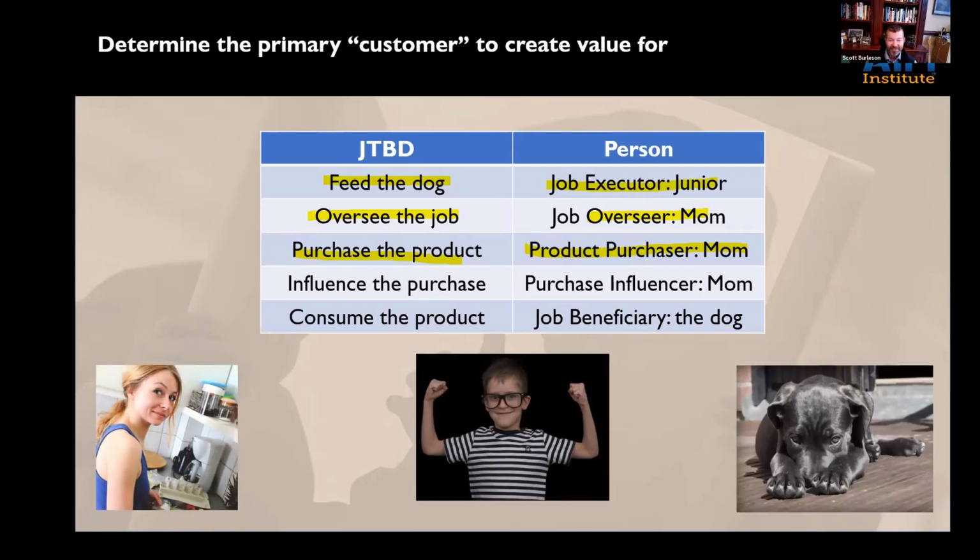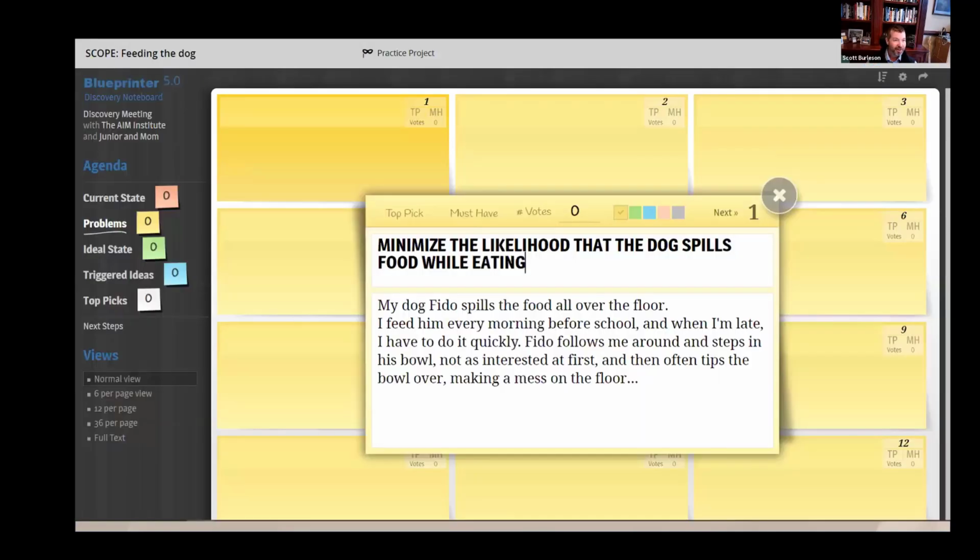Not only is that ridiculous in this scenario because the dog can't talk, but even in real markets in the real world, it usually doesn't make sense. But once we frame this up, let's think about how this is going to look in our blueprinter software.